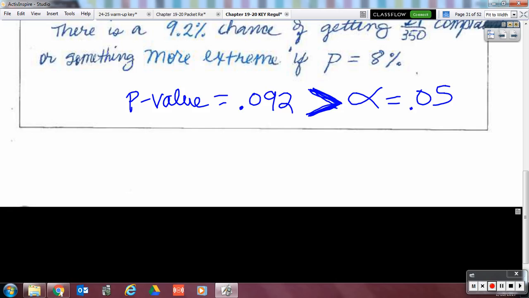So what's our decision then? We fail to reject H0, because the p-value is not low. So since the p-value is greater than alpha, I fail to reject H0. Now I'm going to make a statement about the alternative.